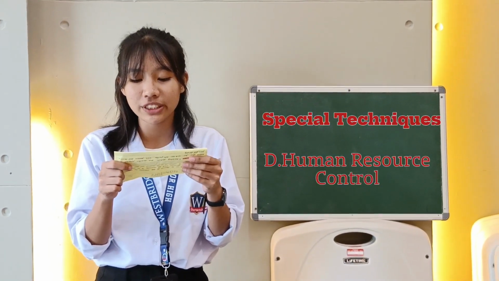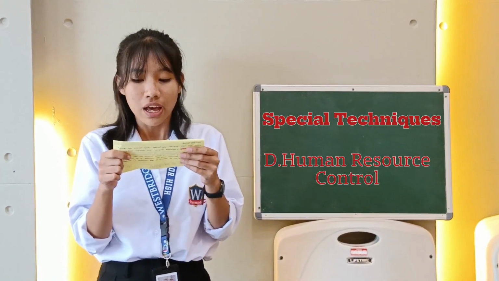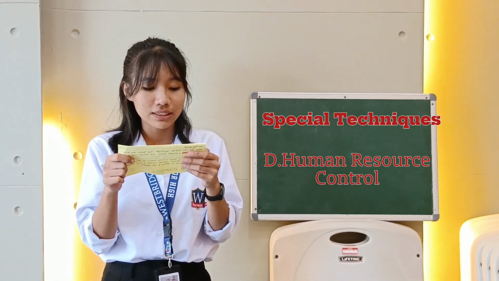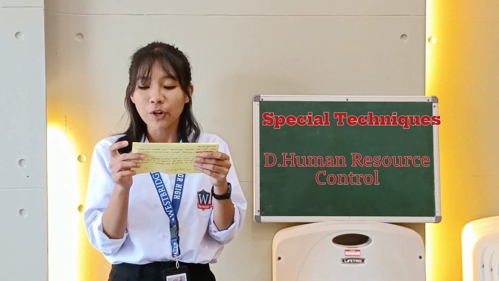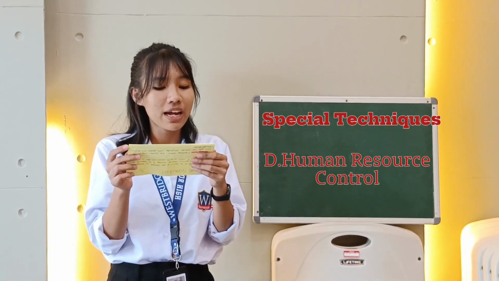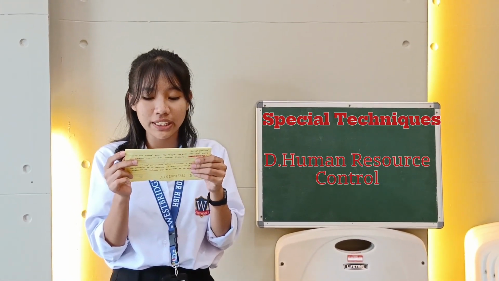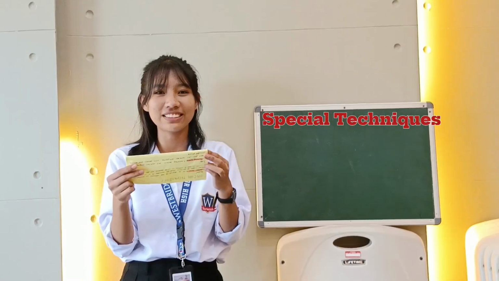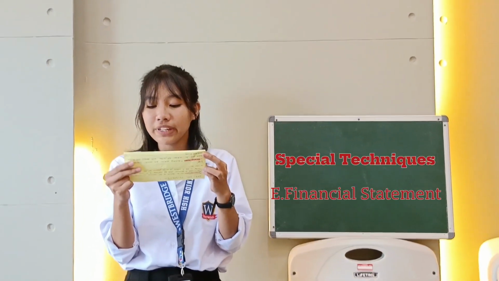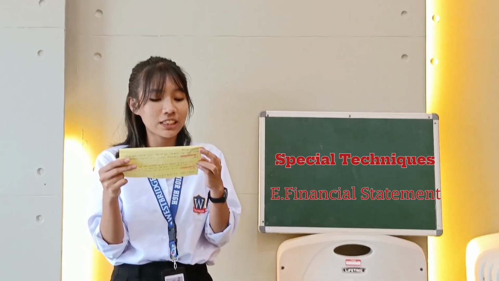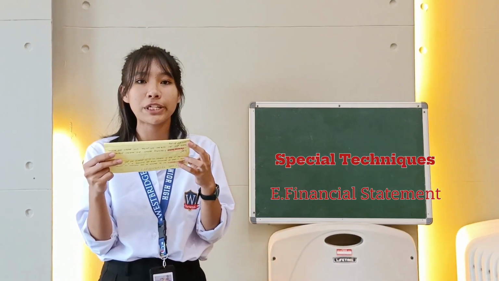Human resource control. This helps the manager regulate the quality of employees' development and daily performances. Common control types include performance appraisals, disciplinary programs, observation, training, and development assessment. Another is financial statements. It gives a summary of the income and expenses for a specified period.